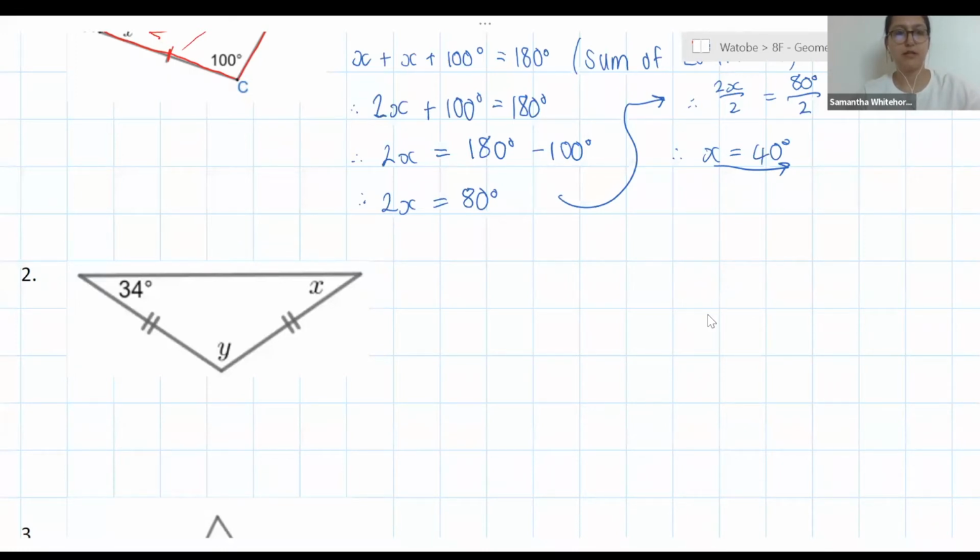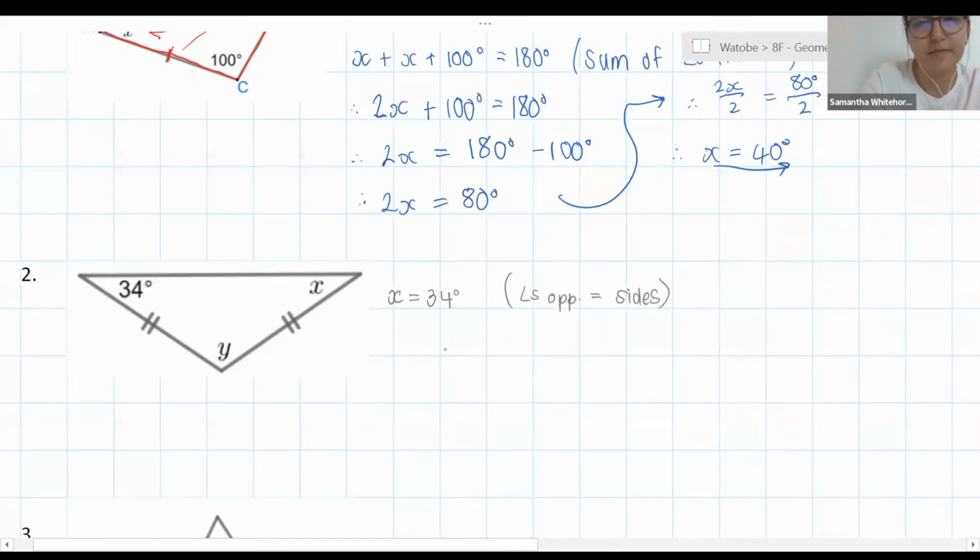Okay, are we ready to hear some answers? Yeah, I got some hands over here. Kulumo. Awesome. Hi, ma'am. Hi. X is equal to 34. Okay, and your reason? Is angles opposite equal sides. Fantastic. And y is equal to 112. And your reason? Reason is sum of angles in a triangle. Awesome, thank you.